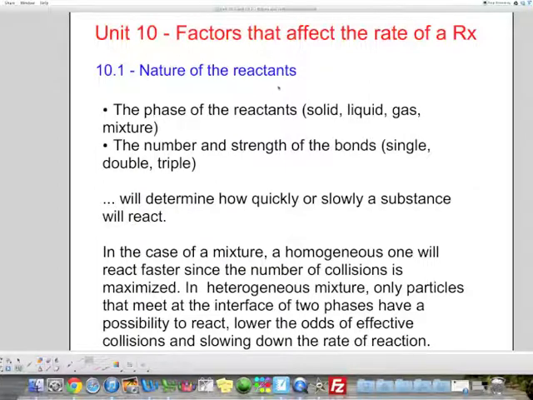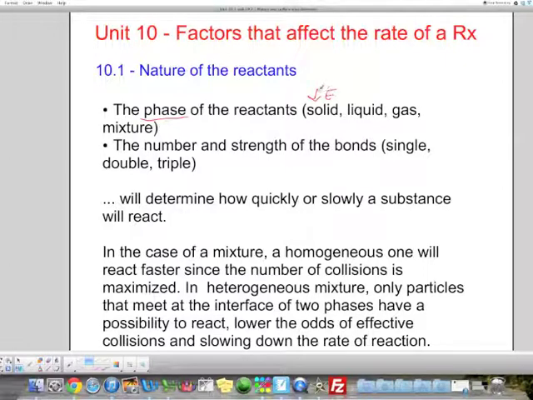So what do we mean by that? We need either the phase, so phase of the reactants, solid, liquid, gas. So for a solid, because it has less energy, this will tend to react more slowly. A gas has more energy, higher temperature, right? So in the case of a gas, because it has more energy, it will react faster. So the nature of the reactant will affect the speed or the rate of the reaction.